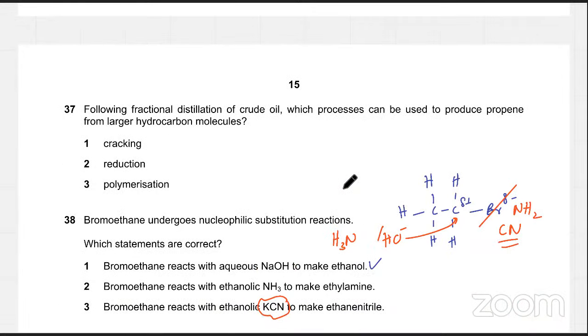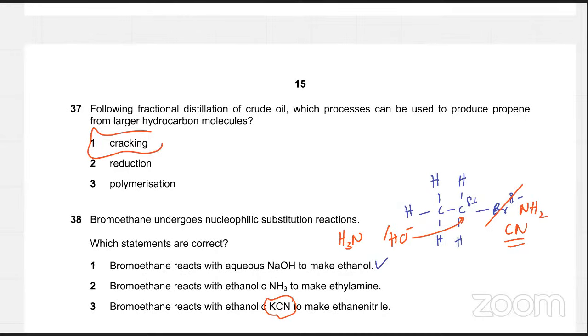Question 37: following fractional distillation of crude oil, which process can be used to produce propene from a larger hydrocarbon? So propene. Which one? Cracking. That's it, cracking. Large hydrocarbons, you just crack them. I don't think reduction works, as there's no reaction where reduction produces alkenes. Polymerization uses up alkenes, it doesn't really produce alkenes.